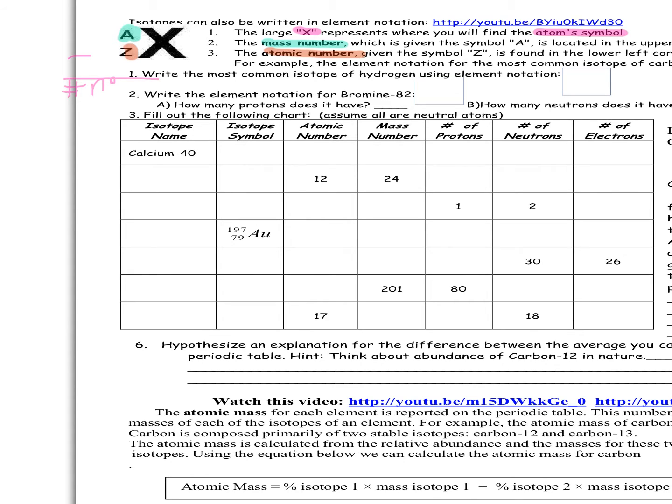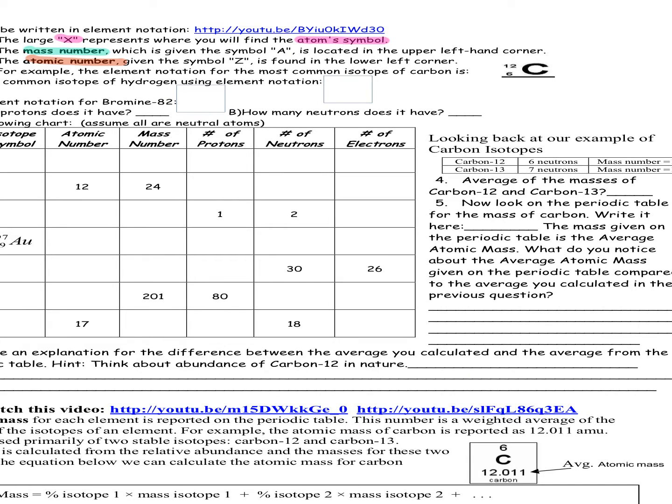A symbol for neutrons is N with a 0 on top because it has a 0 charge. So you can just write out neutrons if you want. But mass minus my number of protons gives me my number of neutrons. So think of it like a simple subtraction problem. So for example, over here if I have 12 minus 6, that gives me 6 neutrons.